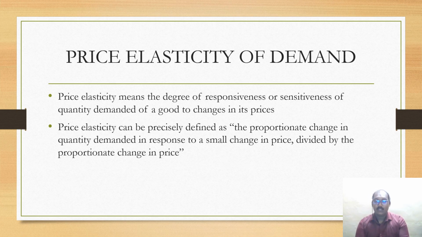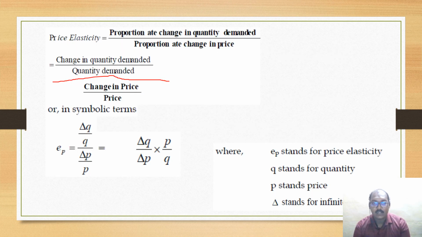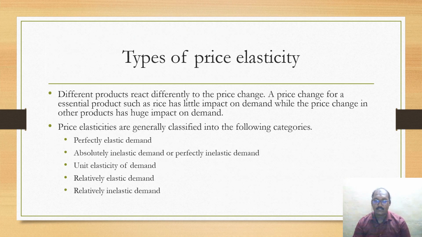So based on the relativity, we have the definition of proportional change. This is one of the standardized definitions, and we can say that this is the calculation for price elasticity: proportional change in quantity demanded divided by the proportional change in price. That is, change in demand by the original demand, divided by change in price by the original price. That gives the price elasticity.